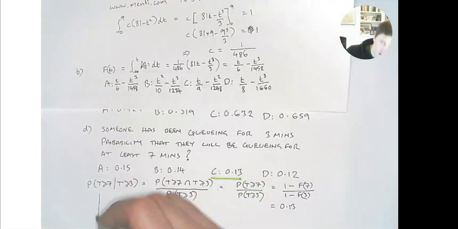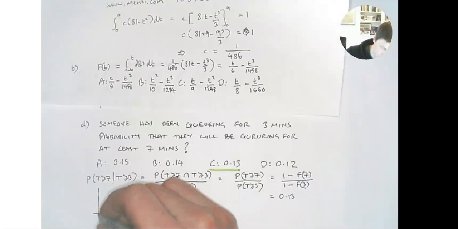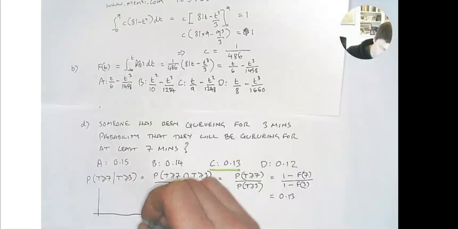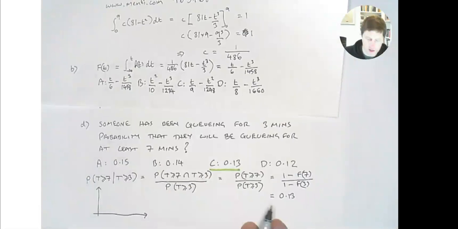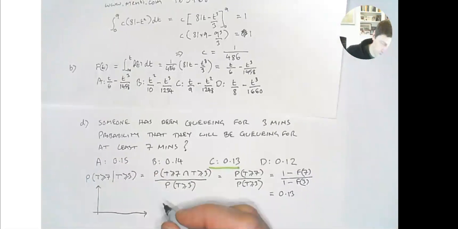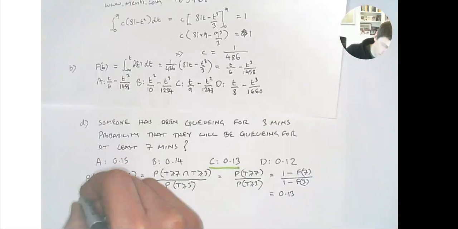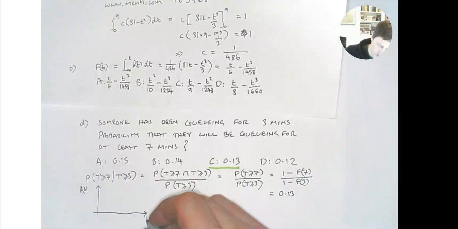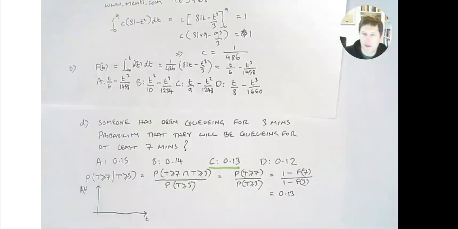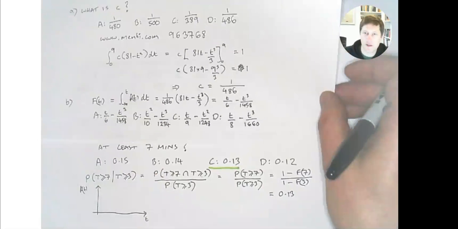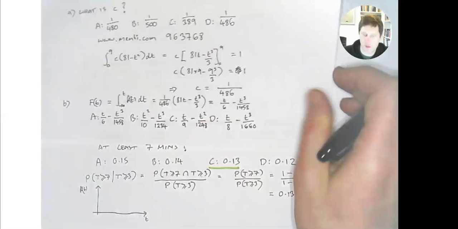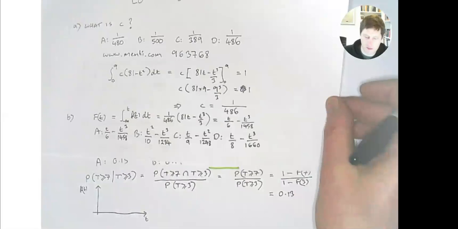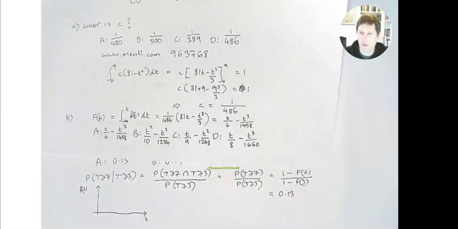So this time I'm going to do it not with the cumulative function. This time we're just going to think about what the distribution is actually doing so that we can turn this into something intuitive as well. So here we've got our probability distribution function f(t). First of all, can we sketch what this is going to look like? That's our function there, it is c(81 minus t squared). Can we sketch what that looks like?